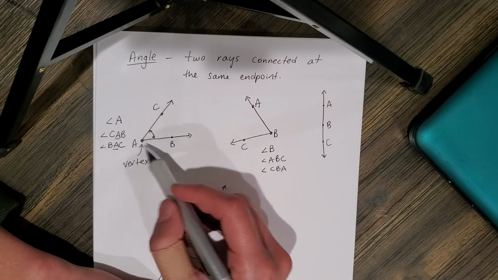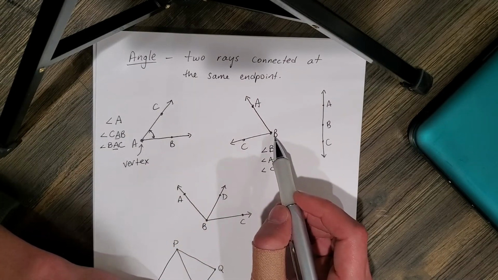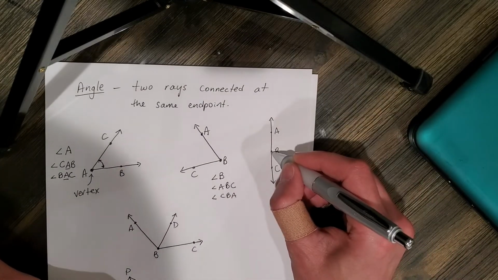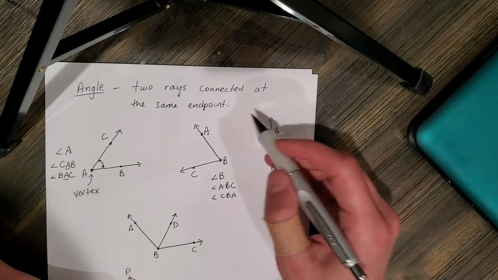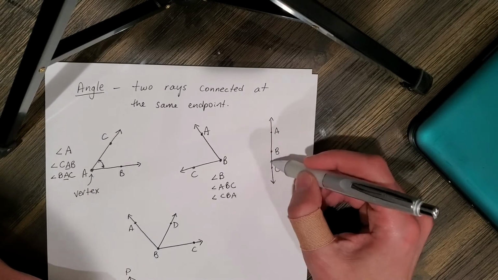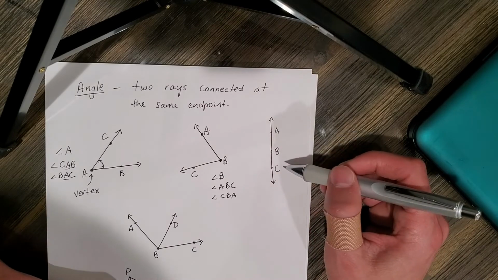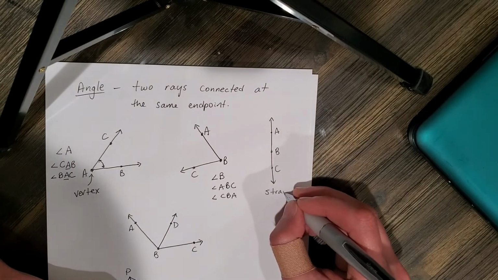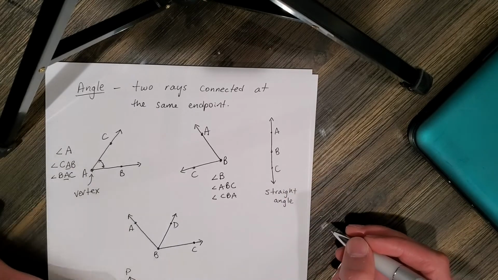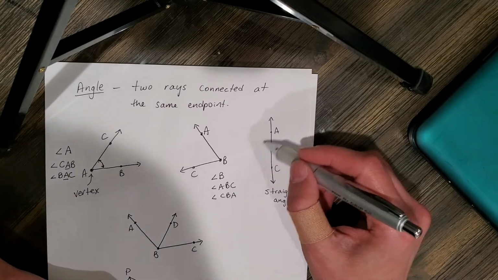Notice how I had the same letters used, but they were in a different order. A was the vertex here. Here, B is the vertex. Okay. Now, this is a special angle here. Notice it's still 2 rays connected at the same endpoint. So the endpoint is B, and then it goes forever in that direction. It goes forever in that direction. So it's 2 rays connected at B. This is what we call a straight angle or a straight line. So a straight line, you're right, is a straight angle. Okay? It's an angle that's 180 degrees.